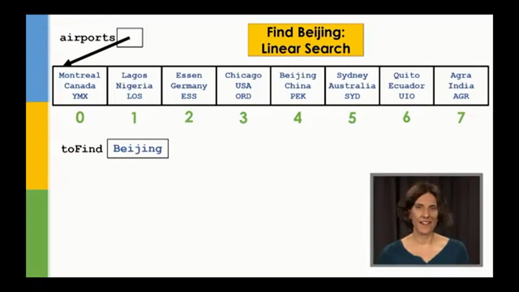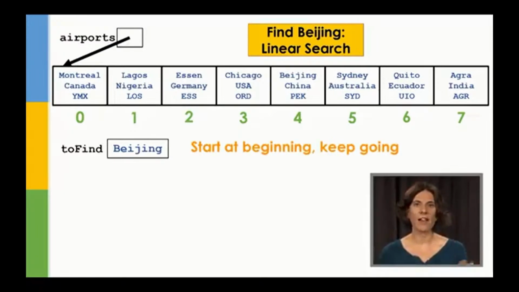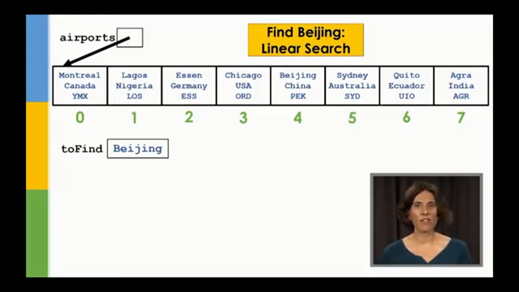Well, first I need to find it. One way I can do that is just basically by starting at the beginning of my array and looking at each element in my array one after the next until I come across the airport I'm looking for, or I get to the end of my array and I haven't found it. And that's an algorithm called linear search, which we're going to look at right now.